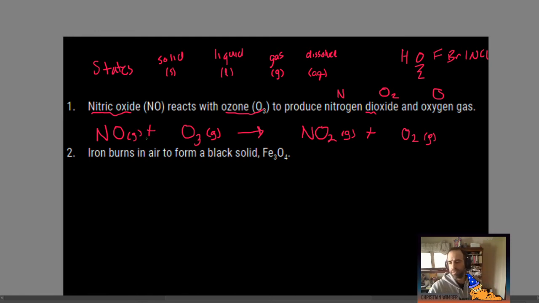We do have to balance this, but as far as balancing goes, balancing in this problem is pretty easy. Here's a look. I have one nitrogen here and one nitrogen here. And then look, I have one oxygen here and three oxygens there. That's four altogether. I've got two oxygens here and two oxygens there. That's four altogether. So look, I have the same on both sides. I believe that this is balanced. Yeah, done. Wonderful.